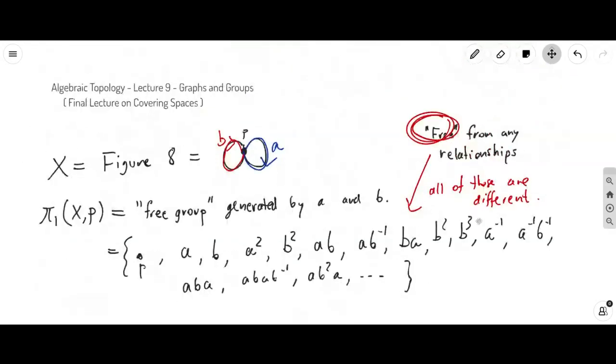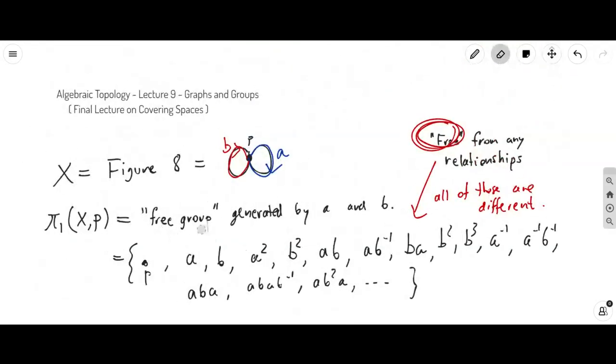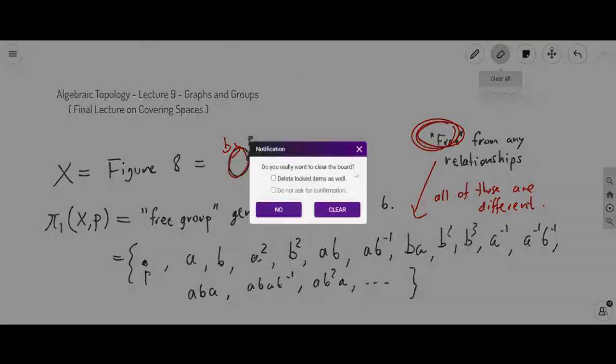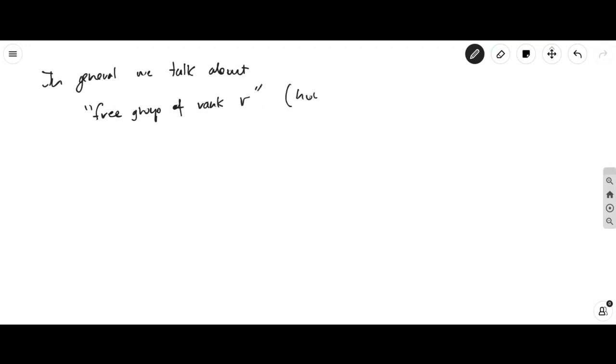This group is not isomorphic to a product of 2 integers. This group is not abelian, that AB and BA are different. So that's what we mean by a free group. So you have 2 generators. So in general, we talk about what we call a free group of rank, let's say R. So the rank just means how many generators.